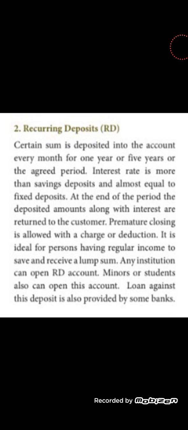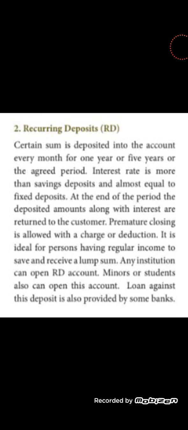Here also the interest rate is higher compared to the savings deposit account, and it is almost equal to the fixed deposit. There are chances of getting the same interest as a fixed deposit, depending on the rate of interest given by each bank. At the end of the period, the deposited amounts together with the interest are returned to the customer.